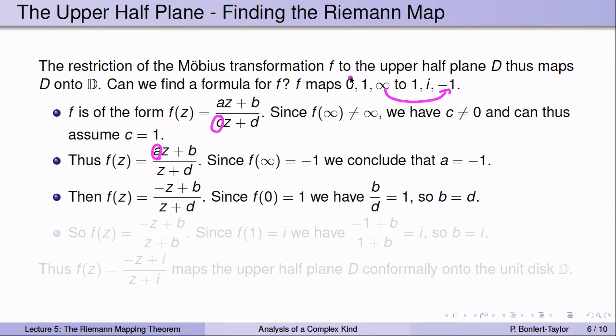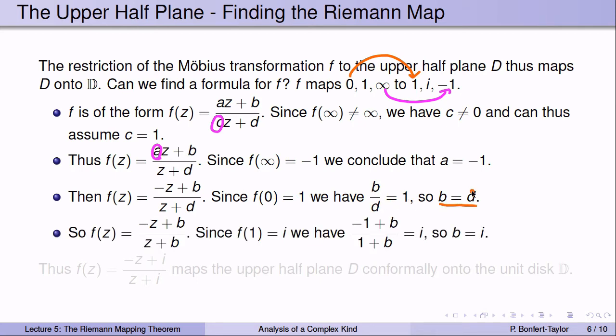Furthermore, we know that 0 is to be mapped to 1. So when you plug in 0, you're supposed to get 1. So that means B over D has to be equal to 1, or B has to equal D, which means F of Z is of the form (-Z + B) over (Z + B). I just replaced D with B. Finally, we have that F of 1 is equal to I. So when you plug in 1 into this expression right here, you need to get I. So (-1 + B) over (1 + B) needs to be equal to I. If we solve this for B, we find B is equal to I.